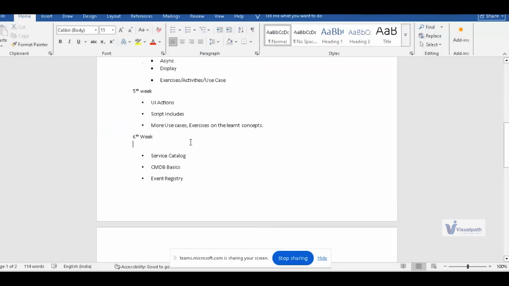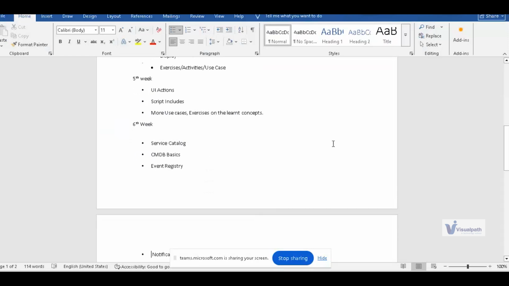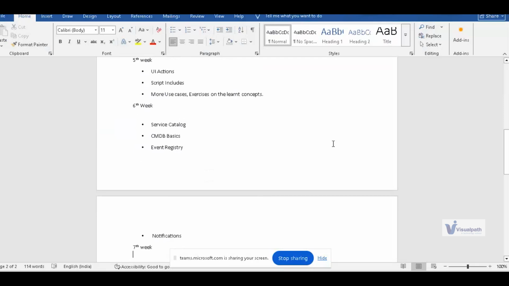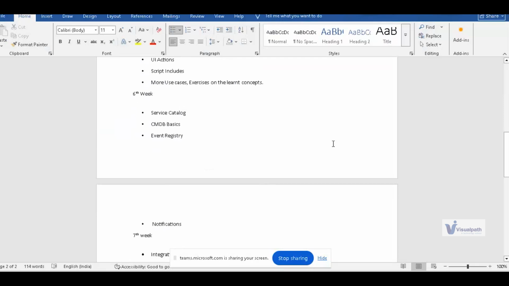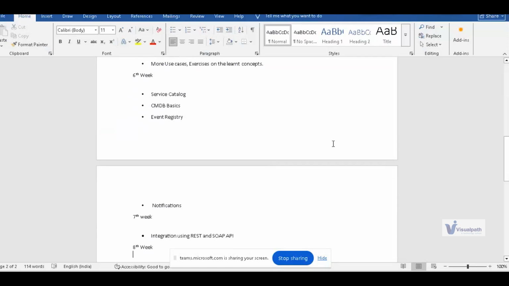By the 6th week, I'll be starting the service catalog and then covering the CMDB basics. Then we will be seeing the event registry. Event registries handle the events that come up whenever some action has happened, and following that, something should be triggered, a notification or an email, or some integration, or whatever it is. Those things are captured by the event registry. Then we have the notifications. Whenever an incident is assigned to some person, the person gets a notification, right? So how is it done? Those basic logics are covered here.